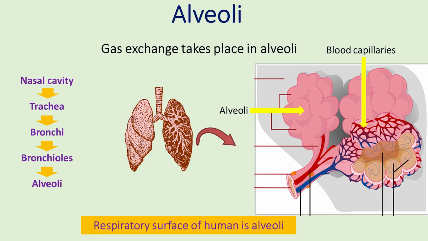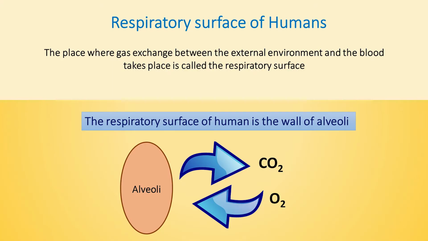Take a closer look at the alveoli. There are several blood capillaries around each alveoli. This enhances the gas exchange. This diagram shows the function of alveoli. Alveoli act as the respiratory surface of human beings. The respiratory surface is the place where gas exchange takes place between the external environment and the blood.